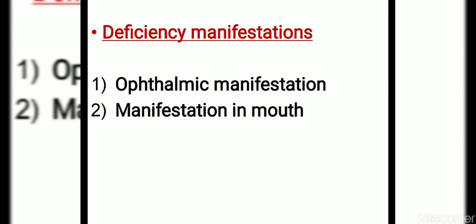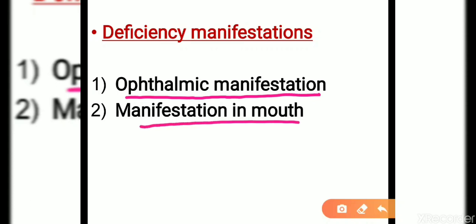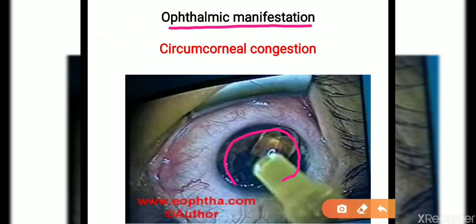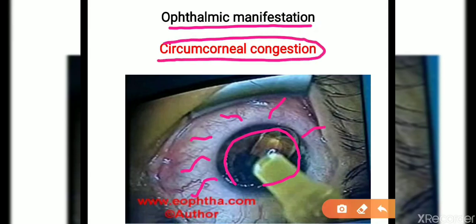So let's see the deficiency manifestations of riboflavin. Riboflavin deficiency produces one, ophthalmic manifestation, and second, manifestation in the mouth. Let's see the ophthalmic manifestation first. This is the cornea. Around this cornea, the patient will develop congestion, circumcorneal congestion. Circumcorneal congestion is one of the manifestations seen in riboflavin deficiency, and the clinical picture is almost similar to conjunctivitis.